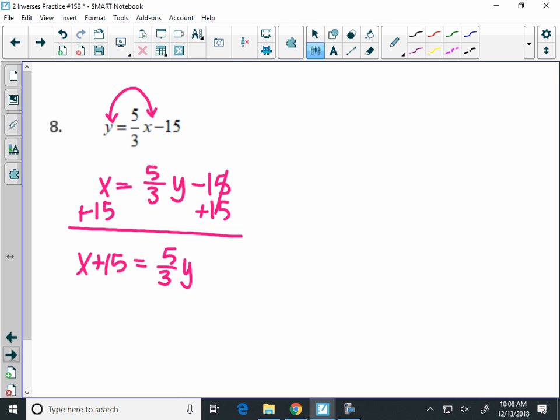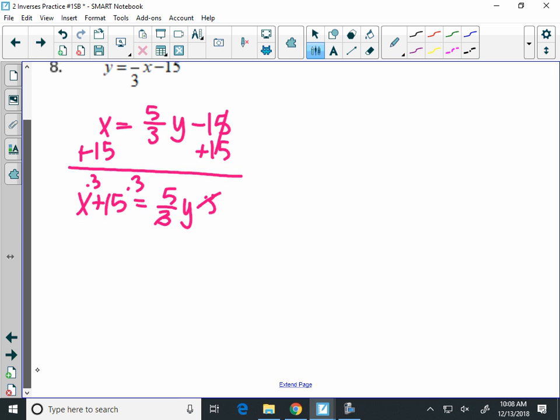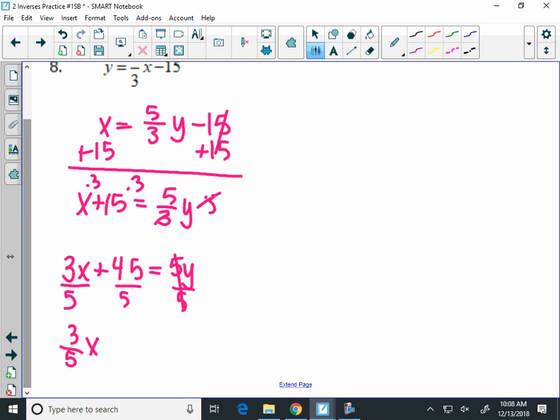Now here, in order to get rid of the fraction, I want to clear the denominator first. I want to multiply every term by 3 so that that denominator will go away. So 3 times x is 3x. 3 times 15 is 45. Equals 5y. Then all you have to do is divide every term by 5, and you're done. The fraction can stay the same. 3 over 5x. 45 divided by 5 is 9, and that equals y. That is your inverse, 3/5 x plus 9.